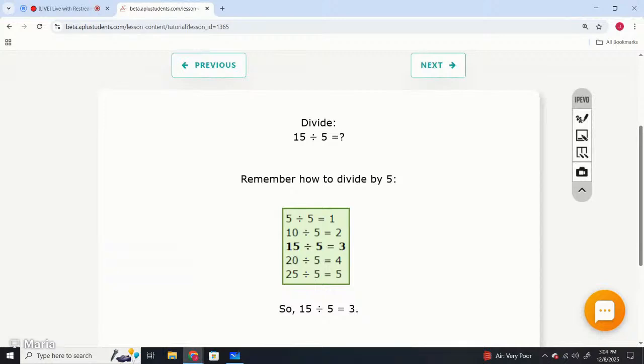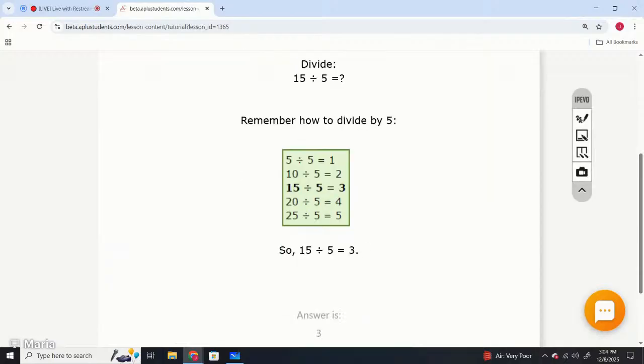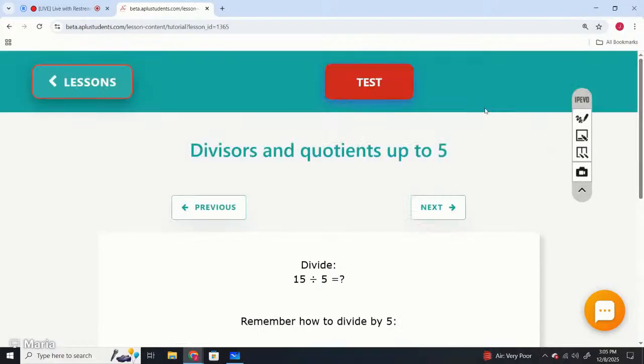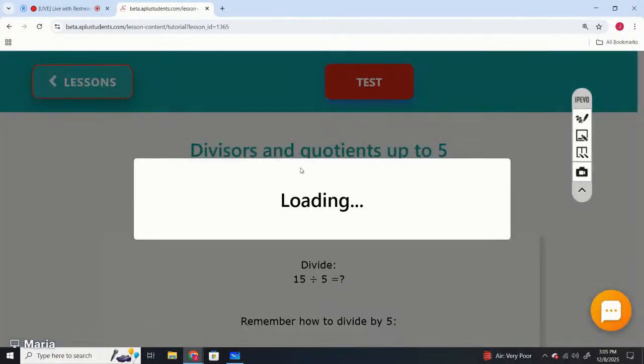Basically, division and multiplication are related to each other, right? They are opposite to each other. So we need to count a table of 5 until 15. 5 times 3 is 15, so the answer is 3. The correct option is 3. Let's start with the test questions.